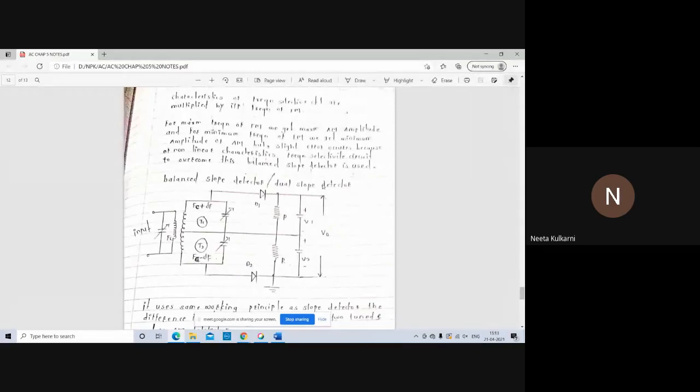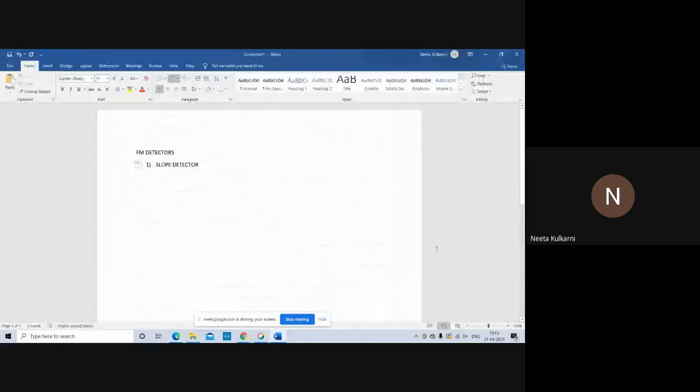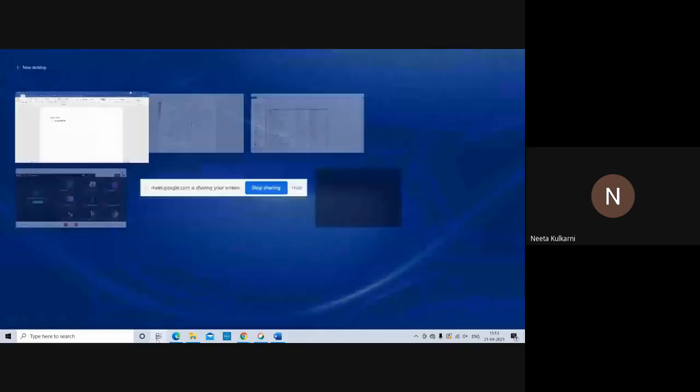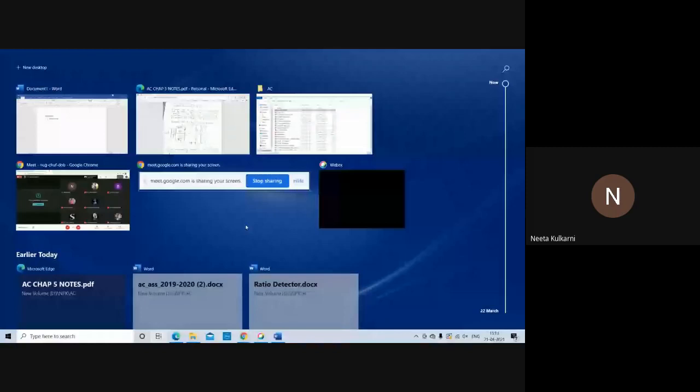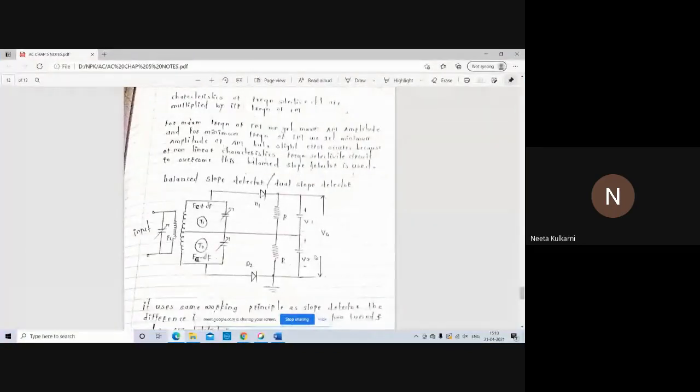म्हणजे थोडक्यात आउटपुटला जे V0 फायनल आउटपुट व्होल्टेज मिळते, that is proportionate with the input signal frequency. This is the working principle of this slope detector, or balanced slope detector, also known as the dual slope detector. So here the slope error is removed and the accuracy, or the efficiency of the signal, is more as compared with the basic slope detector. That is the concept we have to remember here.